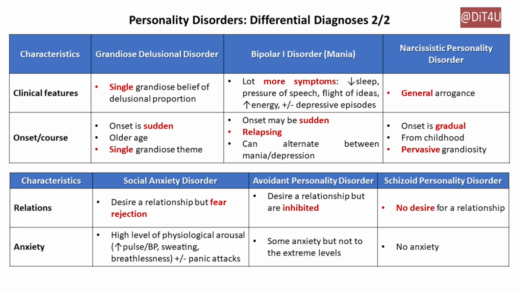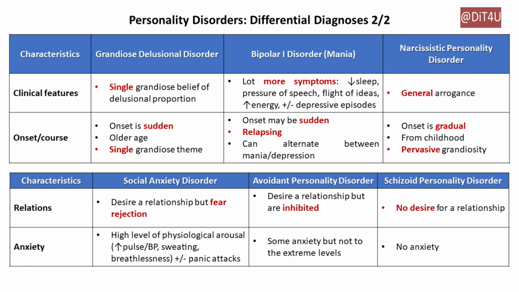Bipolar 1 disorder, onset may be sudden, usually manic attack comes on very suddenly, and it is relapsing. Mania by nature is relapsing and can alternate between mania and depression, although depression may not occur at all. It can just be several manic episodes. Narcissistic personality disorder onset is gradual and insidious. It is maybe present from childhood, and like I said, it is pervasive grandiosity that is present in all situations and towards everybody. Finally, the differences between these three things: social anxiety disorder, avoidant personality disorder, and schizoid personality disorder.